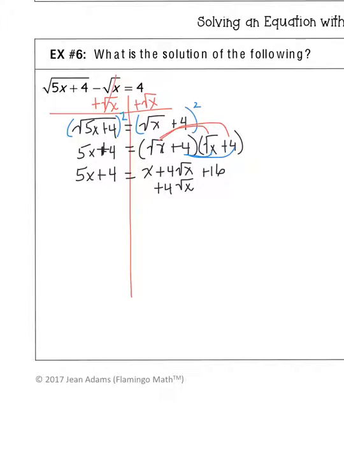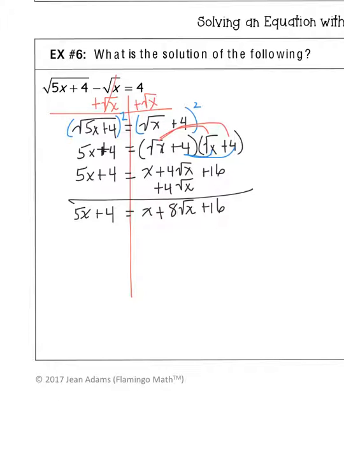So as you can see, squaring both sides did not get rid of both radicals. It got rid of 1, but we're still going to have a radical left over. 4 radical x plus 4 radical x is 8 radical x's plus 16.